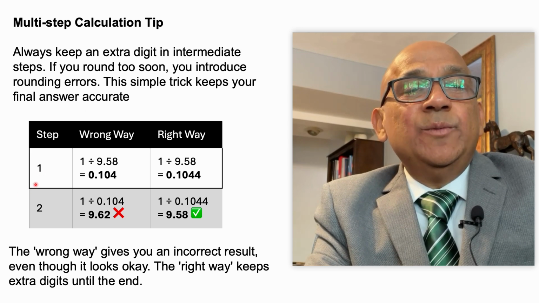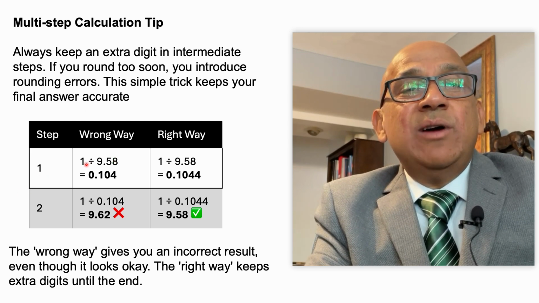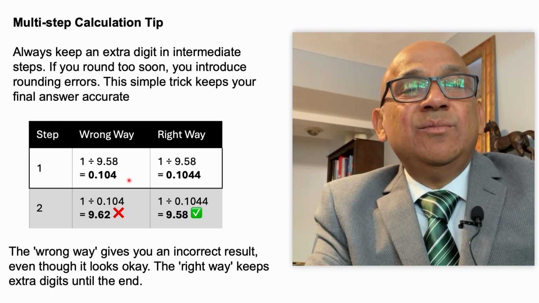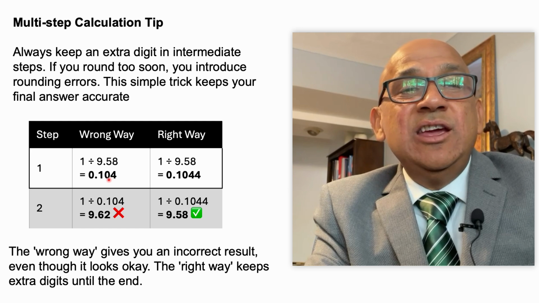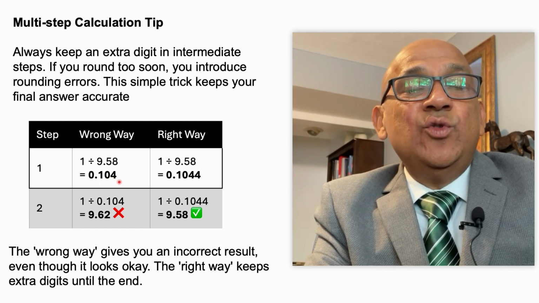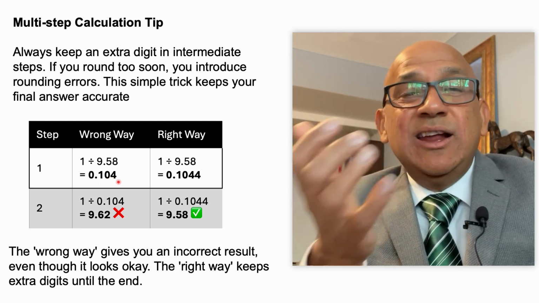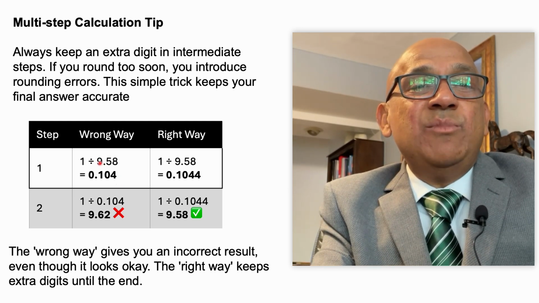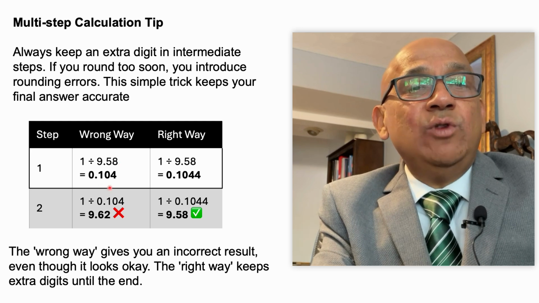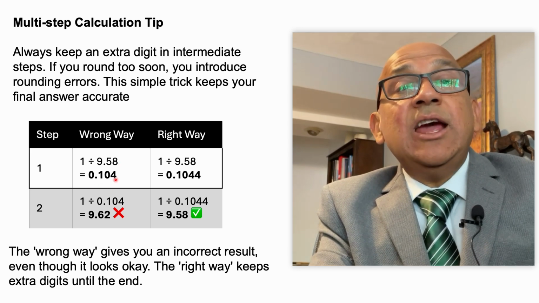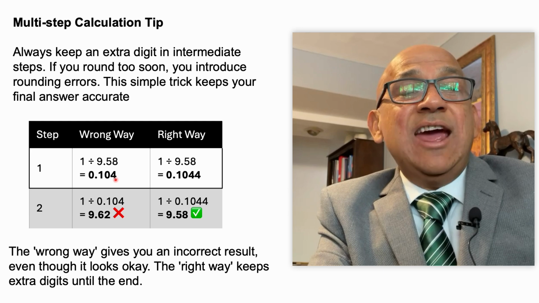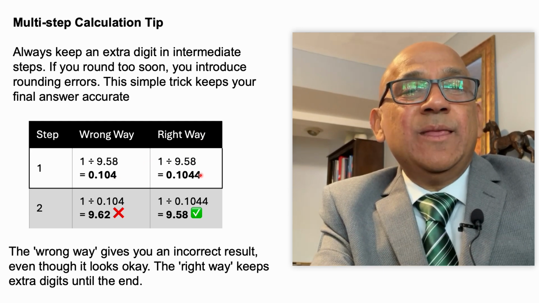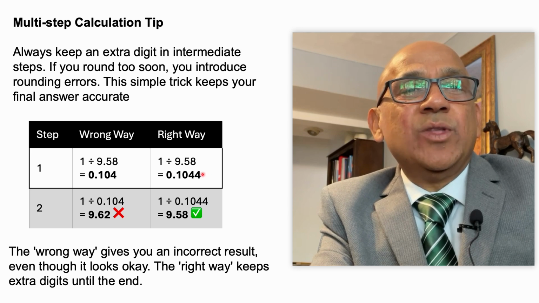For example, suppose I am dividing 1 by 9.58 and I just round it early and write 0.104, which is basically correct if I have just one step, because this number has 3 significant digits and this also has 3 significant digits. But because we are doing a multi-step calculation, there is another step after that, so you should not do it. Rather, you should write 1 digit extra than these significant digits.